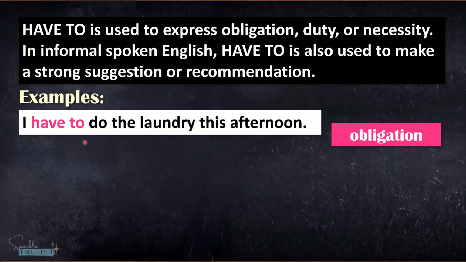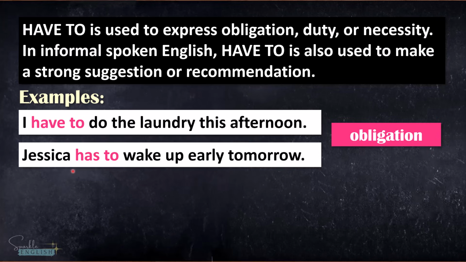To show you clearly why have to is a semi-modal and not a modal verb, it's because it does change form. So let's look at this example. Jessica has to wake up early tomorrow. You can see that have to has been changed to has to. And with true modal verbs, we do not change the form. I can, Jessica can. We would not say Jessica cans with an S.